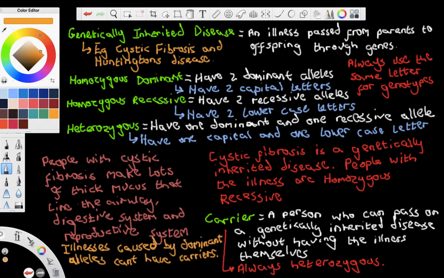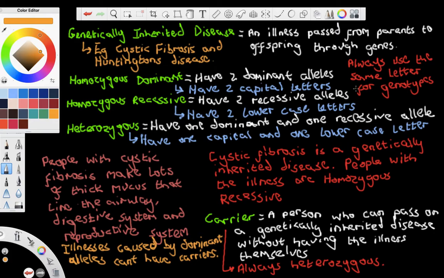Whenever we are doing the crosses or looking at genotypes, we always use the same letter. So if you decide to use the letter B, always use a capital B and a lowercase b. If you decide to use the letter G, use a capital G and a lowercase g. Okay? In exams, they may give you the letter they want to use. You must use the letter they tell you to use, okay?